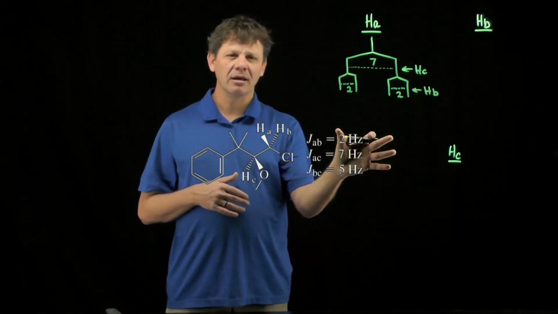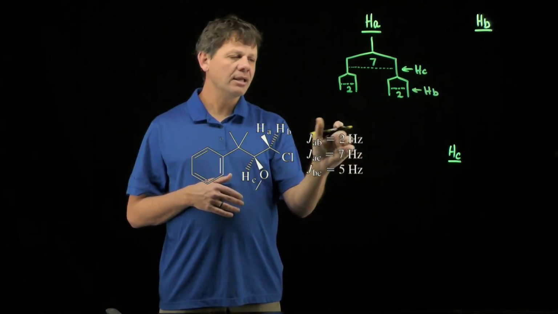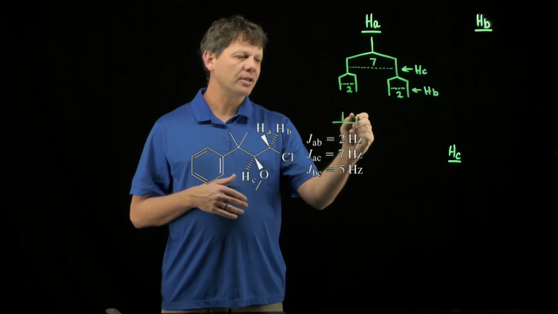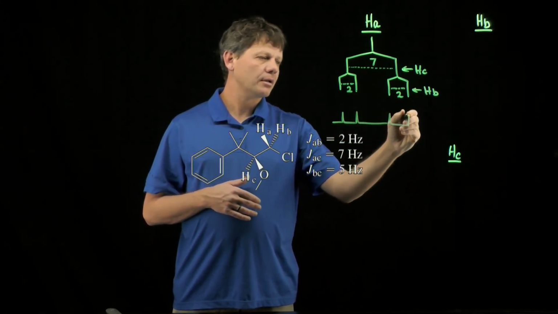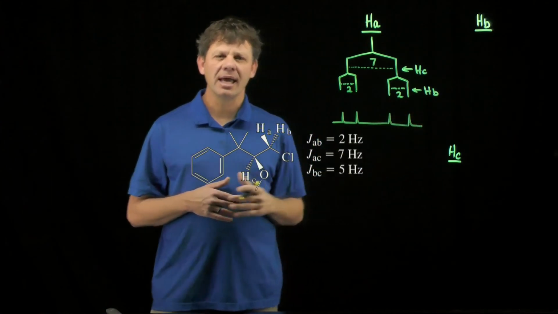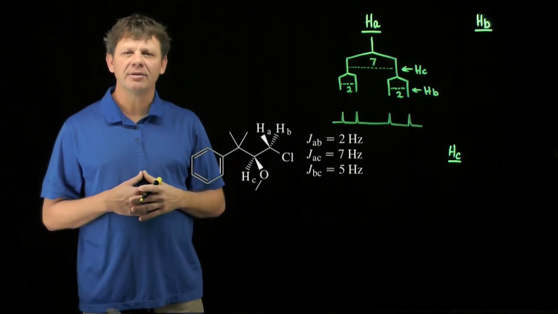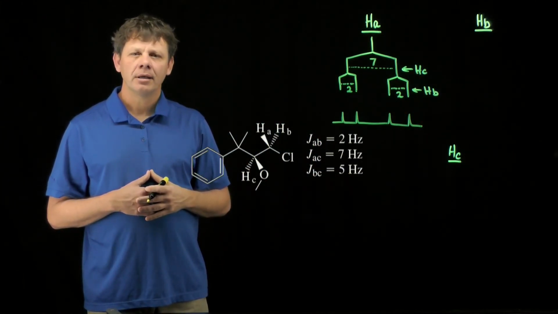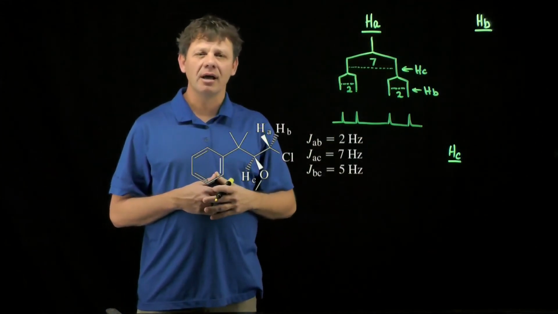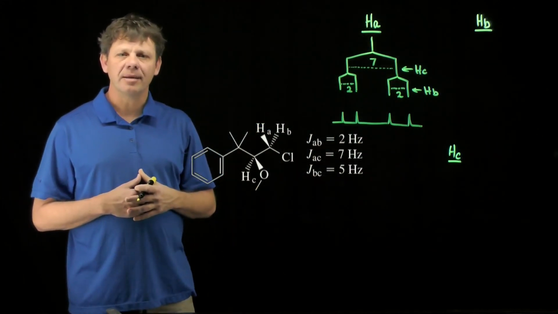The net effect of this is that we end up with a spectrum that looks like a doublet of doublets. HA would appear as a doublet of doublets. Try HB and HC on your own following that same process.